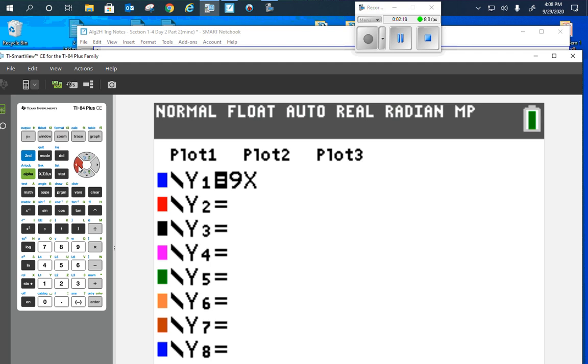Now, if you highlight it and you push the enter button, you'll notice if you go to the right, it's not highlighted anymore. So now if you hit graph, the y equals 9x would not graph. So that's turning on and off your equations.